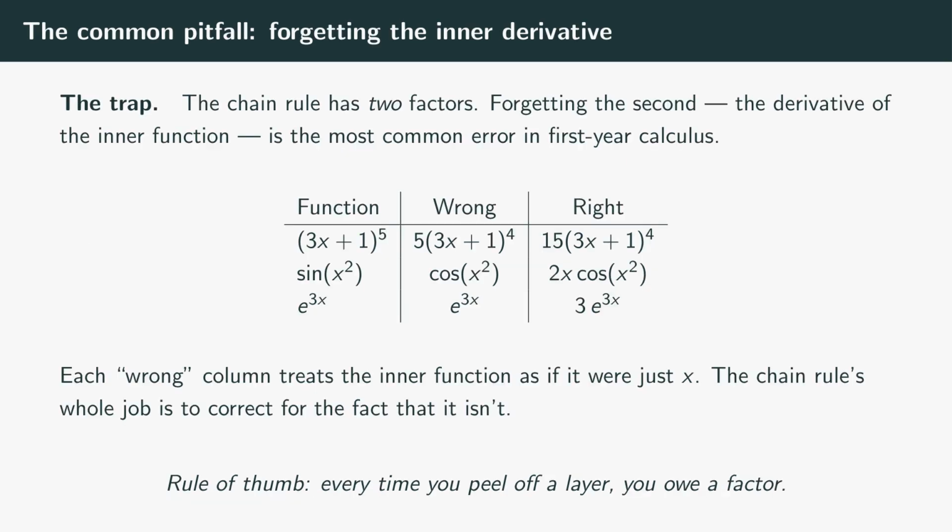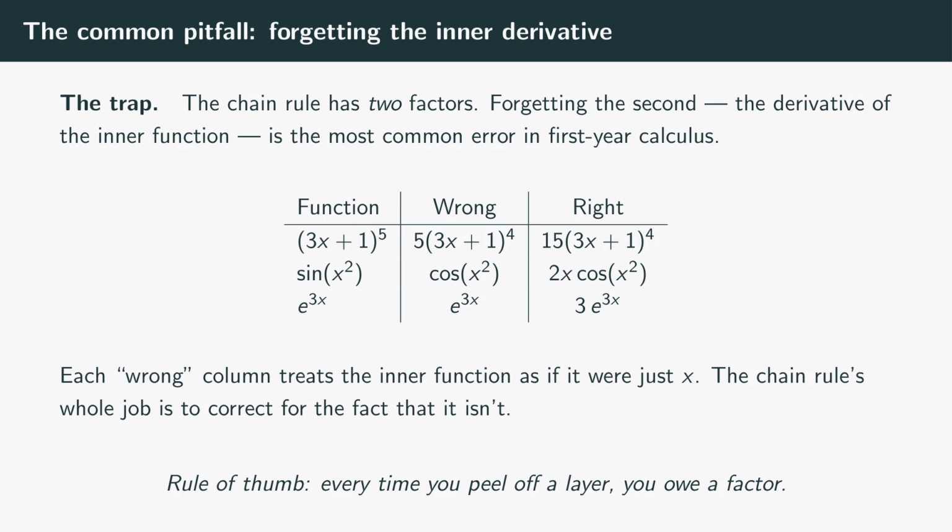One pitfall, and it's the only chain rule pitfall worth flagging because it accounts for the overwhelming majority of chain rule mistakes: forgetting the inner derivative. Each of today's 3 worked examples has a wrong version that a student writes when they remember the chain rule structure partially. For (3x+1)^5, the wrong answer is 5(3x+1)^4. They did the outer derivative, forgot the factor of 3 from the inner. For sine of x squared, the wrong answer is cosine of x squared: outer done, factor of 2x dropped. For e^(3x), the wrong answer is e^(3x): outer done, factor of 3 forgotten.